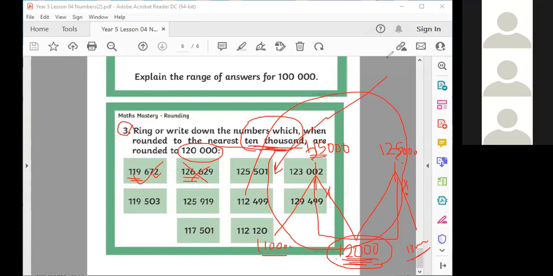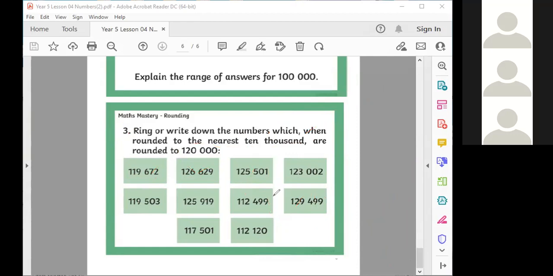All right. So with that, this is a little bit of HOTS, higher order thinking, where you need to think and analyze which numbers will become 120,000. So draw your double hill, work out the range, and then decide: is this going to round off? Is this not going to round off?